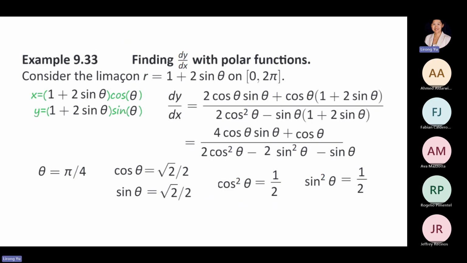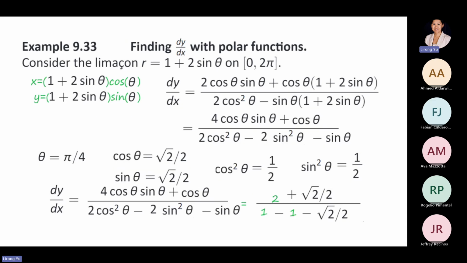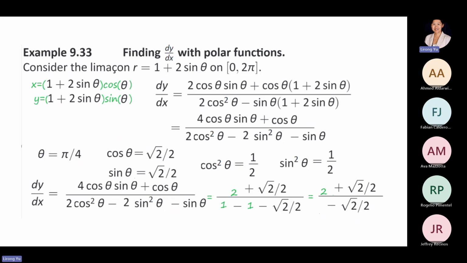So the cosine square is 1 over 2. Sine square is 1 over 2. So the derivative calculation will be the numerator. This is 4 times 1/2, that was 2. And cosine theta is root 2 over 2. And then the 2 cosine square is 1. This cosine square is 1/2. Right, so this is just to assist the calculation. We have this. The denominator is 1 minus 1, that actually equals 0. So the denominator is a single number.